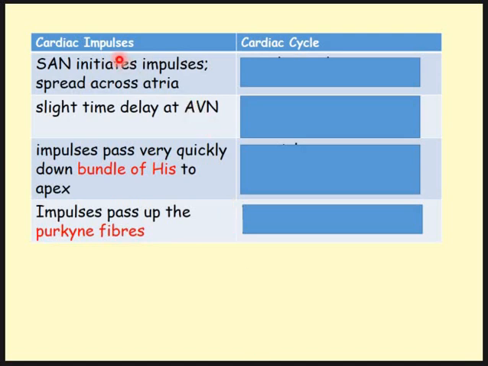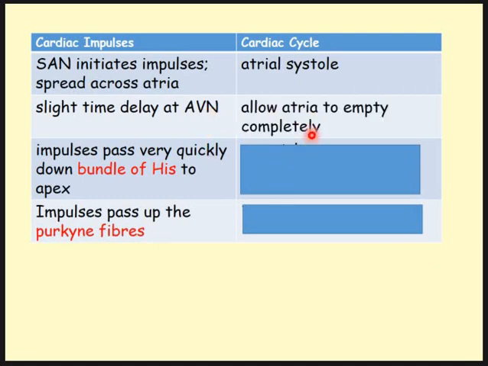So the SA node initiates impulses and they spread across the atria. Well, that is going to be atrial systole, isn't it? That's going to be the atria contracting. Those impulses are going to travel across the atria, and it's going to cause them to contract and squeeze and push blood down into the ventricles. Slight delay at the AV node. All that is to allow time for the atria to empty completely.